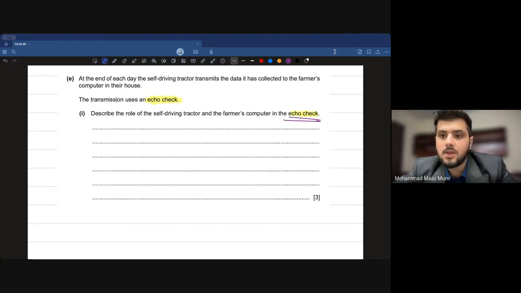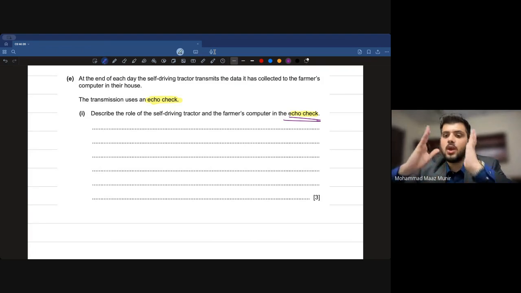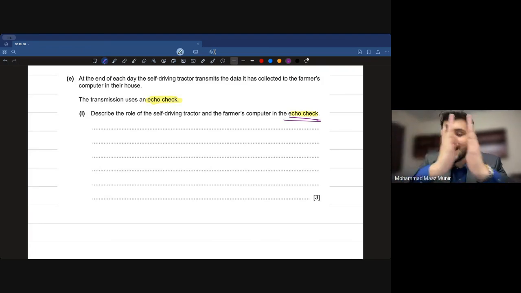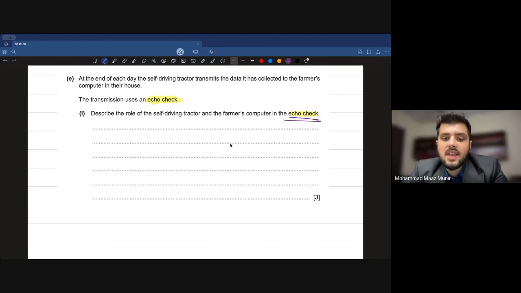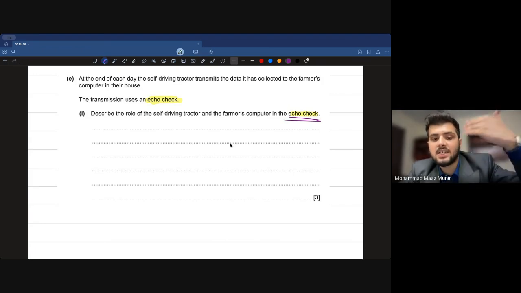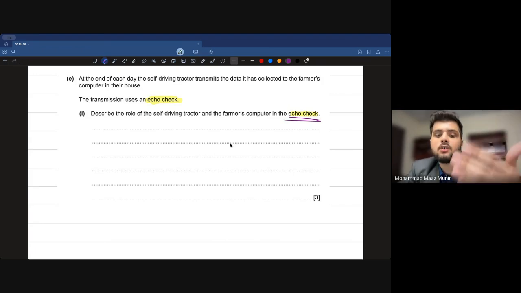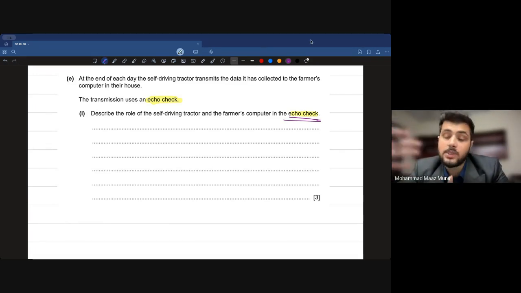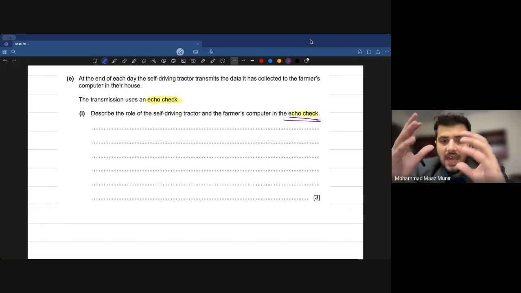So if you guys remember what we studied when we were looking into this topic, echo check comes from the physics word echo, which means that the data or the information is going one side and then it is coming back the other way around. And in echo check you have a model where the sender sends the data to the receiver, which resends it back to the sender. So now the sender has the data, both which he sent and the one which he received from the receiver. And now he's going to compare it.